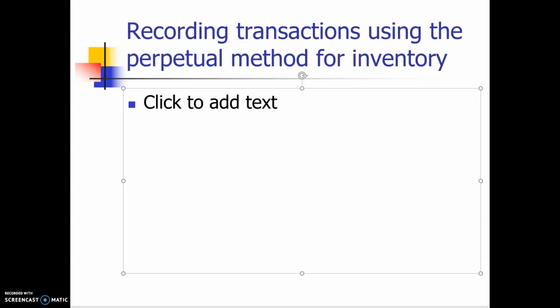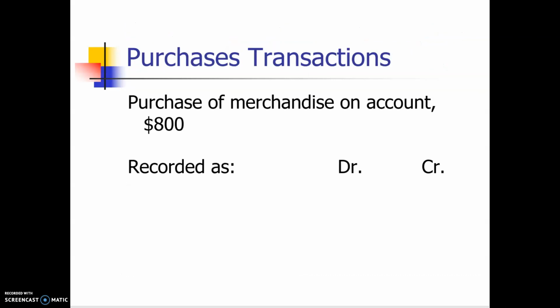So we're going to look at some merchandising transactions that would be recorded by a merchandiser who was using the perpetual method. Under the perpetual method, we are constantly updating the merchandise inventory account. We can go to the balance in the general ledger for merchandise inventory and see how much merchandise inventory we have. So the first transaction, we purchase merchandise inventory on account.